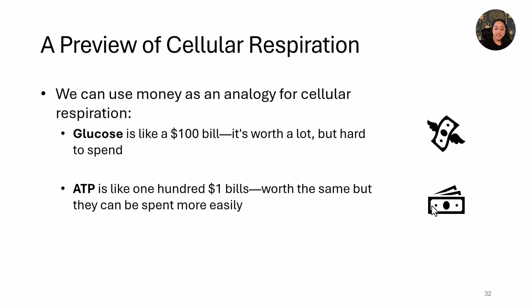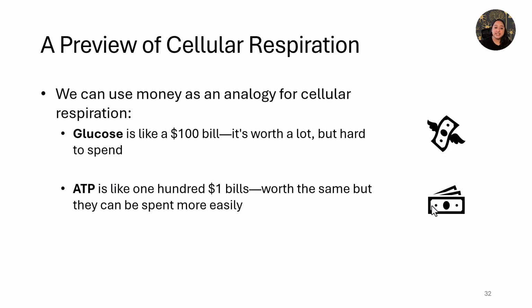So an analogy is money for cellular respiration. Glucose is like a $100 bill. When you have a $100 bill, you're like, whoa, I have $100. It's worth a lot, but you might have a hard time spending it anywhere because people are like, I don't have change for that, or I don't even think it's real. They will have to use a pen, and it depends on if they have enough change in the register. Anyway, glucose is like a $100 bill. It's worth a lot, but it's harder to spend.